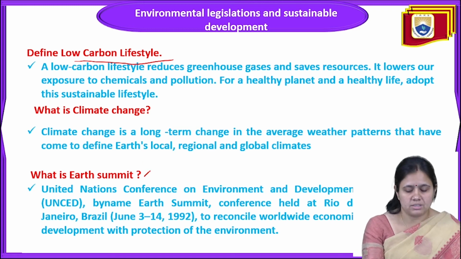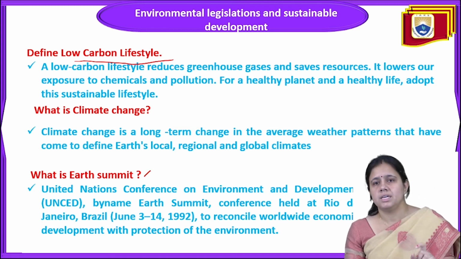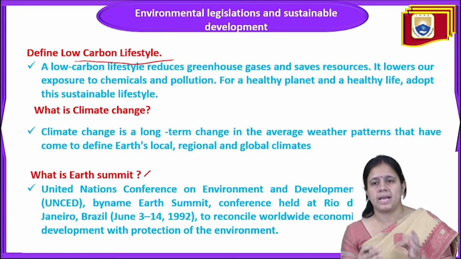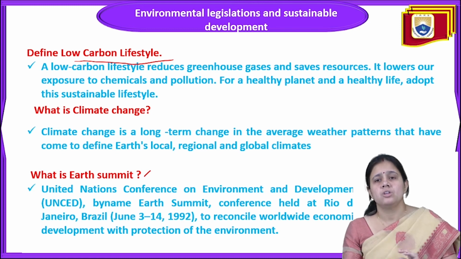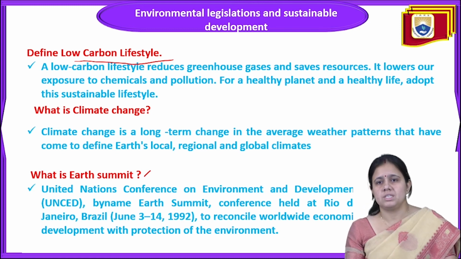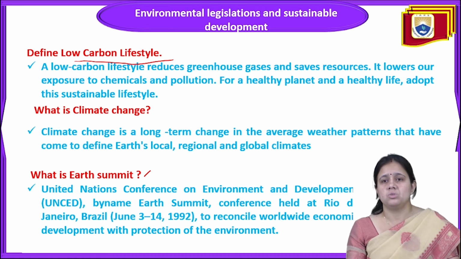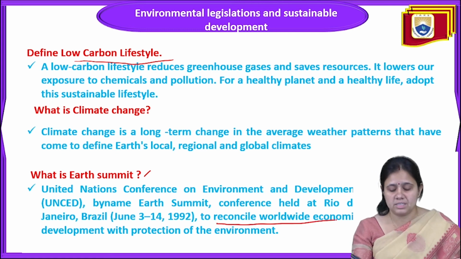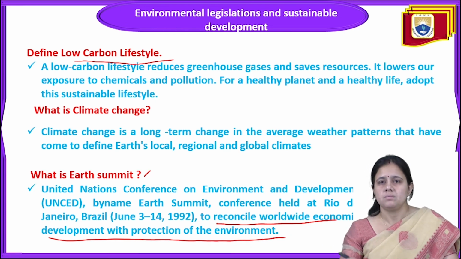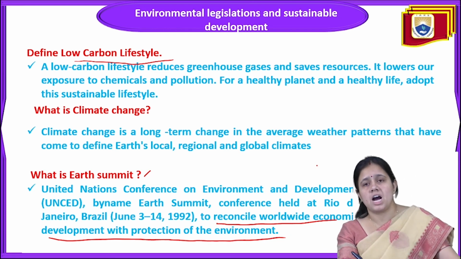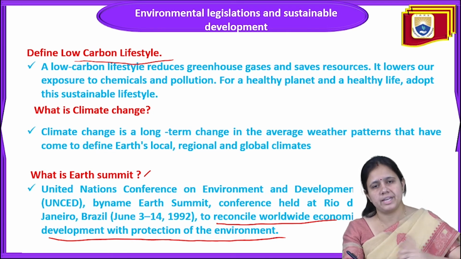Next is about what the Earth Summit is. Earth Summit is nothing but an agenda, a document that was given during the UNCED conference. The UNCED conference was held in the year 1992 in Brazil, from 3rd June to 14th June. They would reconcile world economic development with protection of the environment. This is the main agenda in the Earth Summit. They would reconcile worldwide development with the protection of the environment, and that's why this Earth Summit is there. After 1992, people are getting more aware.